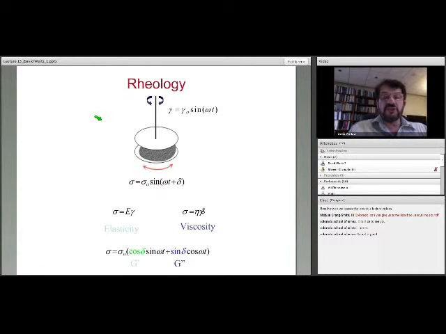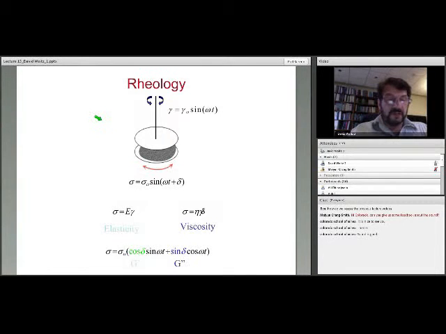If you use an oscillatory motion, then the derivative is just phase shifted by 90 degrees. And so by measuring both the in-phase and out-of-phase components, you can sort out what we call the elastic modulus, which we label as G prime, and the viscous modulus, which we label as G double prime, because often we will write this as a complex quantity, just for ease of manipulation.